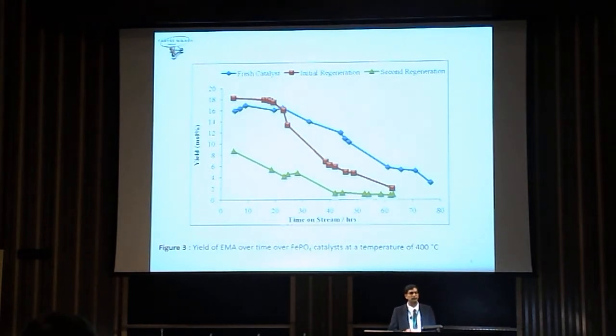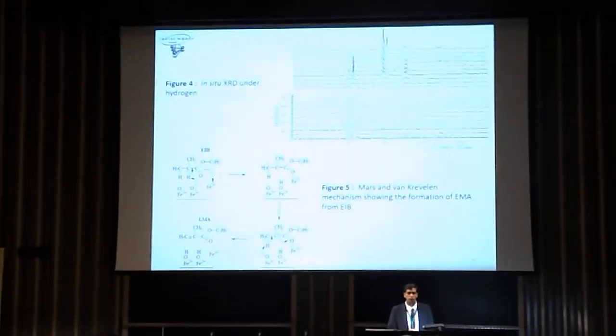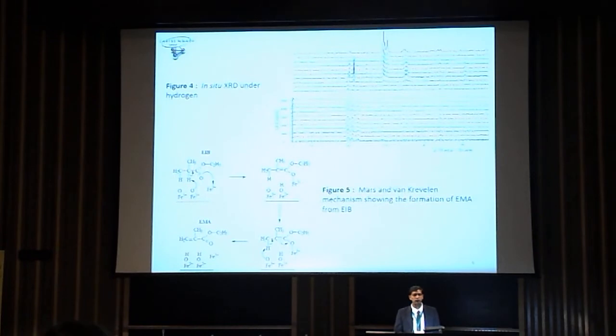To investigate what was happening and the reason for the decreased yield, we used different characterization techniques. One of the most important was in situ XRD under hydrogen, which showed the phase transformation of iron phosphate to iron pyrophosphate. In situ XRD under air showed the transformation back to iron phosphate, and it didn't show any other extra phases present in the catalyst.